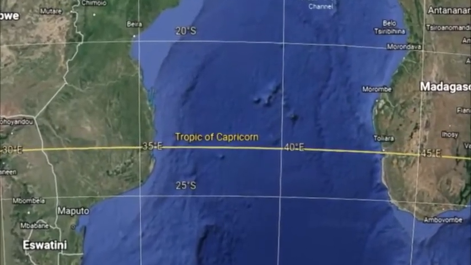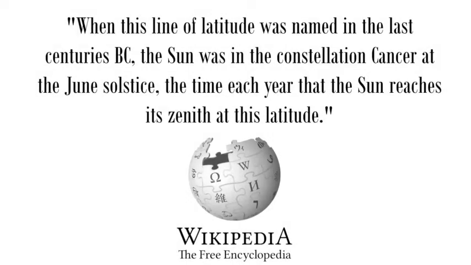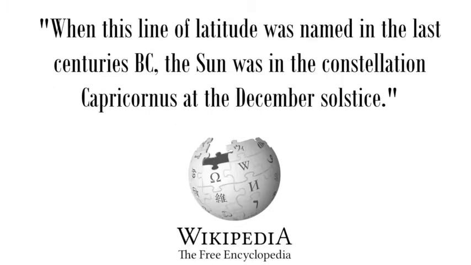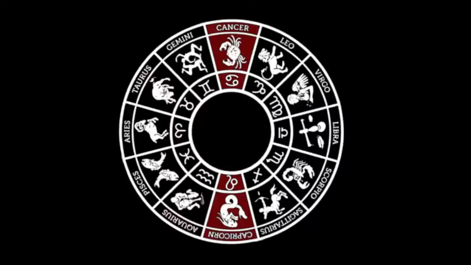But why? As Wikipedia states, when this line of latitude was named in the last centuries BC, the sun was in the constellation Cancer at the June solstice, the time each year that the sun reaches its zenith at this latitude. Similarly, when the Tropic of Capricorn was named, the sun was in the constellation of Capricorn at the December solstice. And the wheel of the zodiac makes this very easy to understand. For instance, if the sun is in any given constellation at solar noon on the June solstice, then its counterpart on the December solstice will always be in the constellation opposite to the June sign. And this is represented with a straight vertical line.